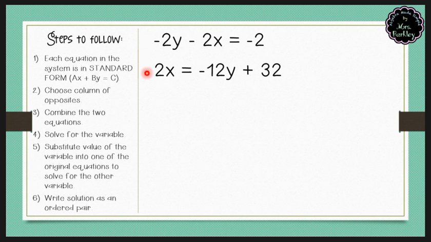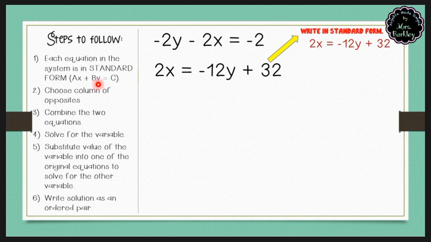When we look at this next equation, we have 2x equals negative 12y plus 32. So now we can see that we have our x term on the left side of the equation, but then we have our equal sign and our y term is on the right side of the equation. So this one we're going to have to do a little more adjusting with to write that equation in standard form.